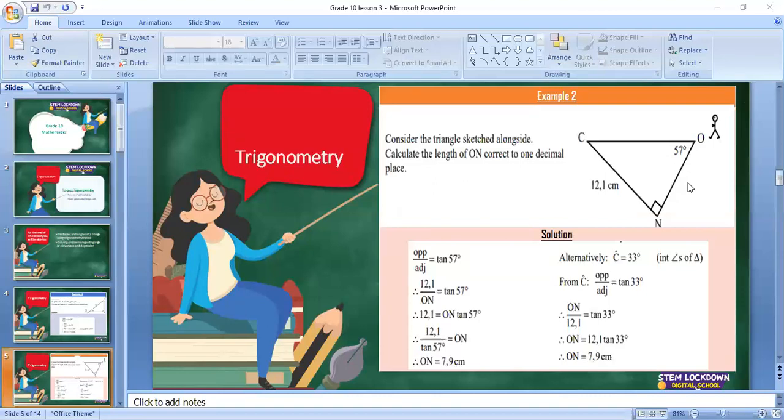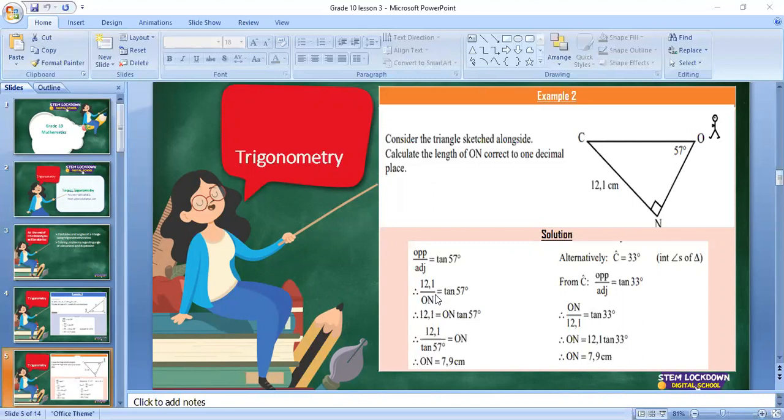The two sides I'm dealing with, one is given. What is the name of these two? The name of this one is adjacent, and this one is opposite. So it's going to be tan 57 equals opposite 12.1 over adjacent ON. And then you can cross multiply.